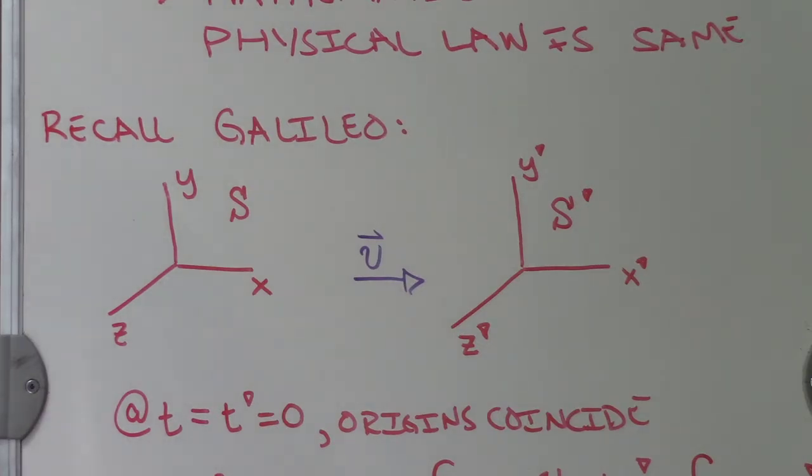Also for convenience's sake, I would like to throw in that we're just going to assume that at t equals t prime equals 0 seconds, the two origins coincided, such that the origin in the unprimed frame and the origin in the primed frame coincided when their clocks t and t prime both read 0 seconds. And if we do that, we get the following.